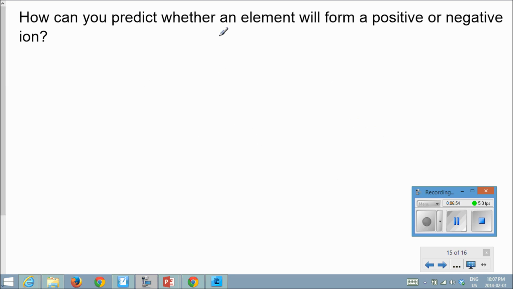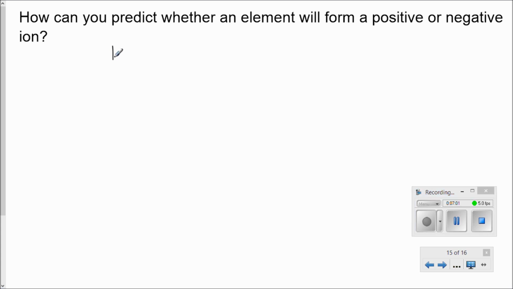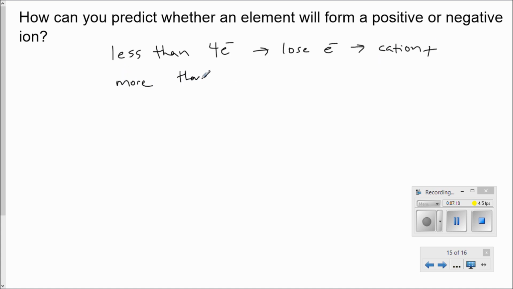So how can you predict whether an element will form a positive or a negative ion? Well, it's pretty simple. If an atom has less than 4 electrons, it's going to lose electrons, and it's going to become a cation, which is positive. If you have more than 4 electrons, you're going to gain electrons. And when you gain electrons, you become an anion. So let's really look at this closely. Let's look at the periodic table.